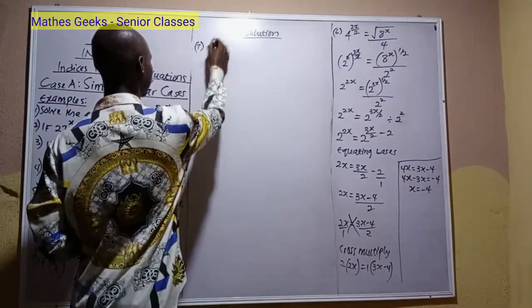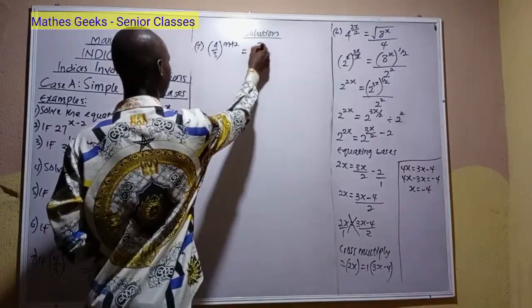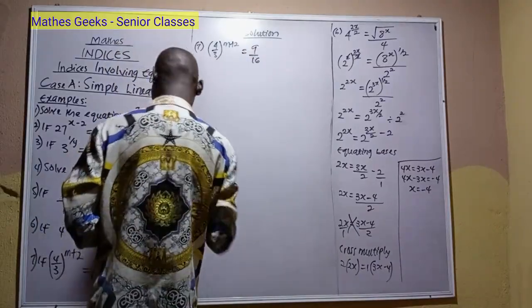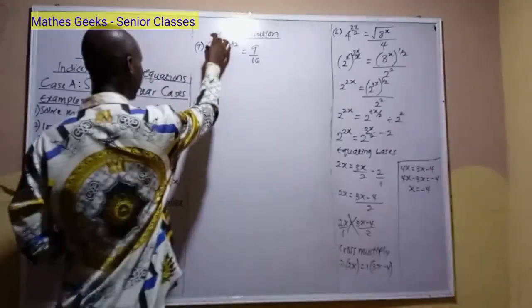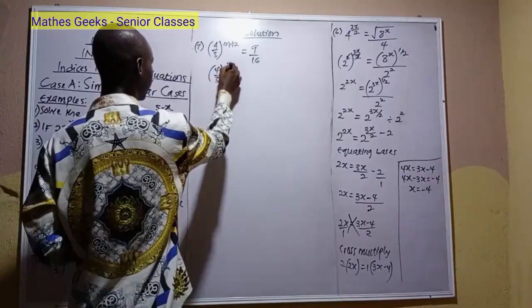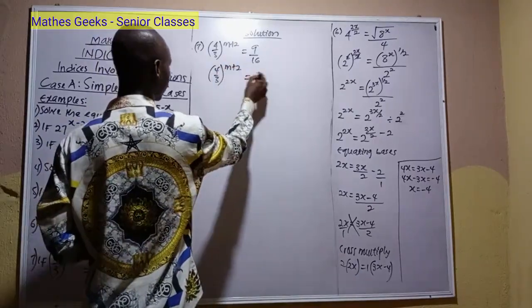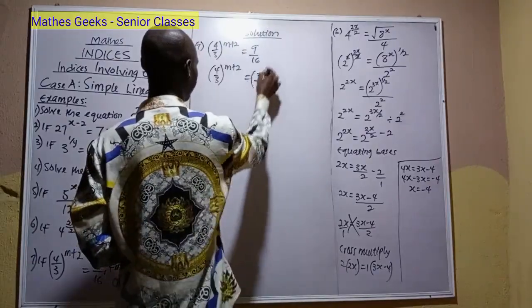4 over 3 to the power n plus 2 equals 9 over 16. Okay, so we need to find the value of n. 4 over 3 is already in the basic form, so we have 4 over 3 to the power n plus 2. This will give us 3 over 4 raised to the power 2.